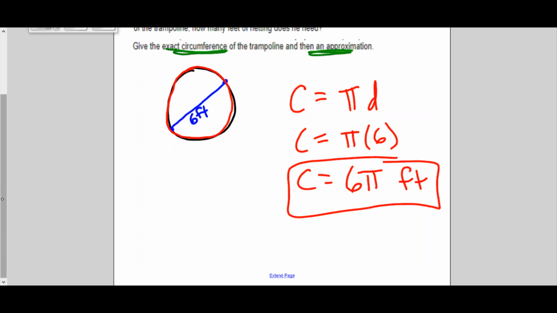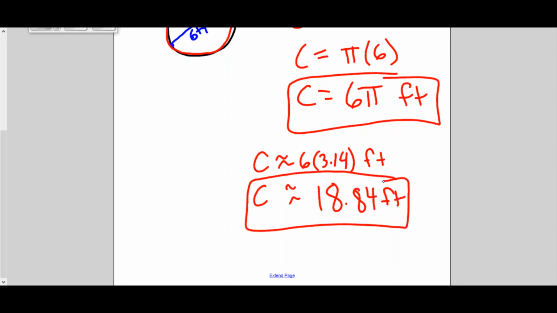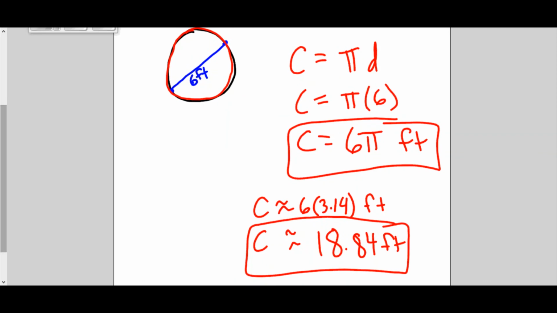Your approximation will be C is approximately 6 times 3.14 feet. So you'll just plug that into your calculator. 6 times 3.14 is 18.84 feet. So this is the approximation. Your exact answer, the circumference of the trampoline, is 6 pi feet. And then the approximation is that the circumference of the trampoline is about 18.84 feet. So he would need about 18.84 feet of netting to go around the trampoline.